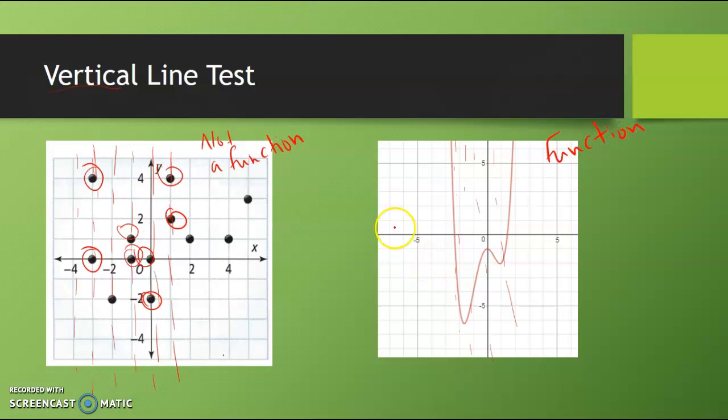And again, what I would do is take my pencil and put it at a vertical angle, kind of like I was trying to do with these lines, and drag it across my graph and see if it crosses my graph in more than one place. If it does, then it's not a function. If it doesn't cross in more than one place, it is a function.